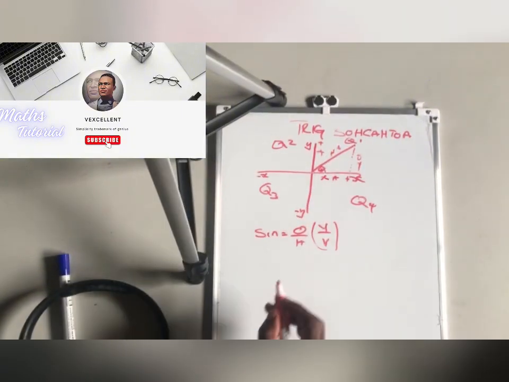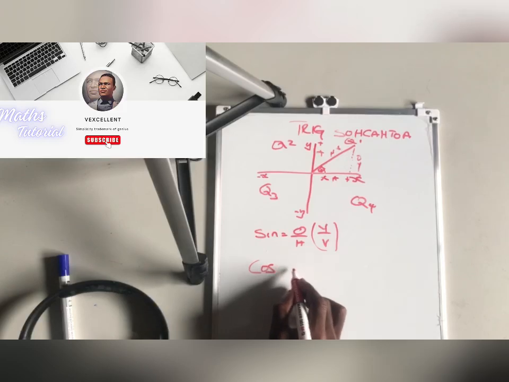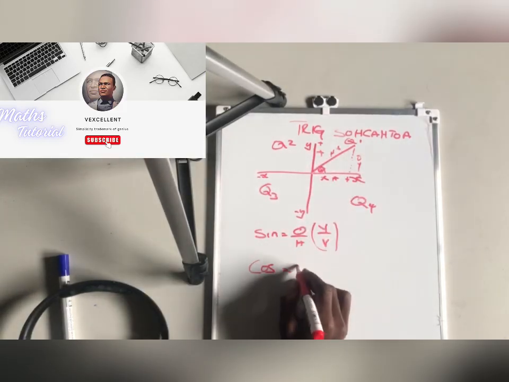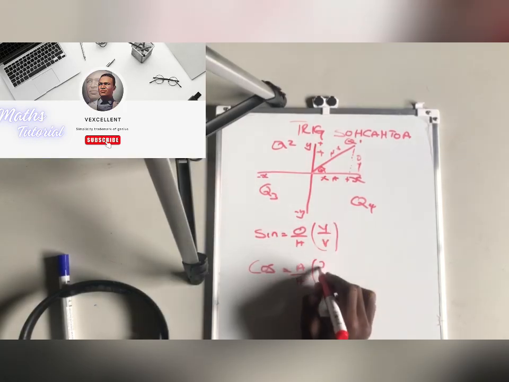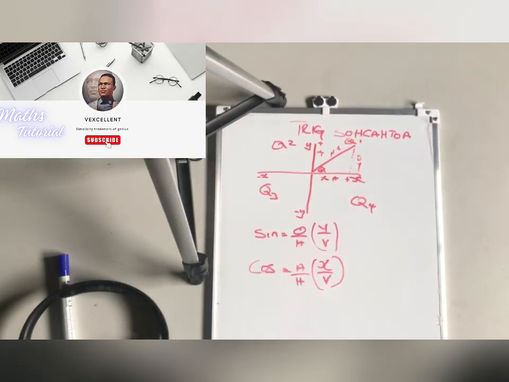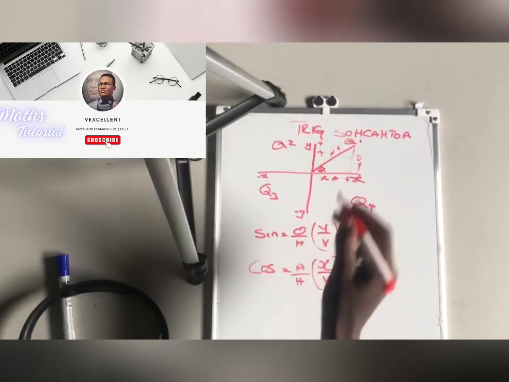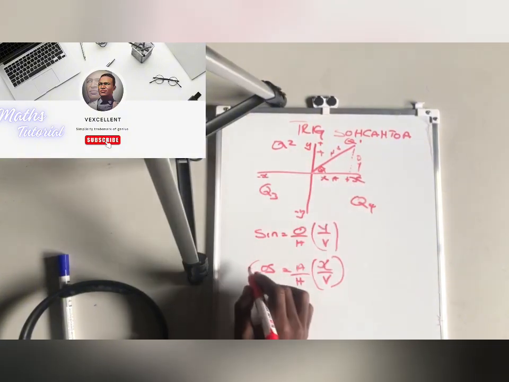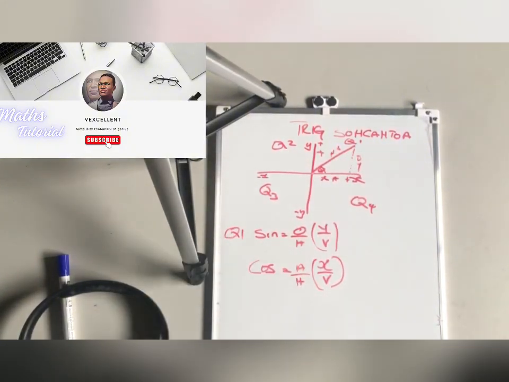And then we look at our cos. Cos is equal to adjacent over hypotenuse, which is x over r. We check what our x is. X in the first quadrant is positive and r is always positive, meaning that cos is also going to be positive in the first quadrant, Q1. Then we look at the tan.